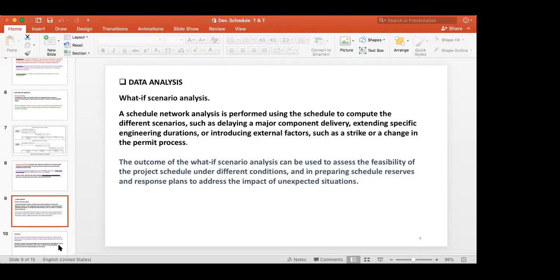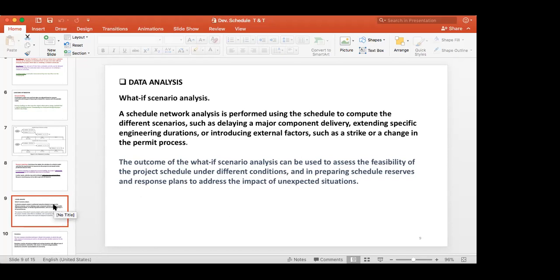Now you have constructed a schedule diagram network. A schedule network analysis is performed using the schedule to compute the different scenarios, such as delaying of major component delivery, extending specific engineering duration, introducing external factors such as strikes. What you do in the data analysis is, now you have the schedule diagram. You did everything, smoothing, leveling, whatever it is. Finally, you have got something. Now you are doing the analysis.